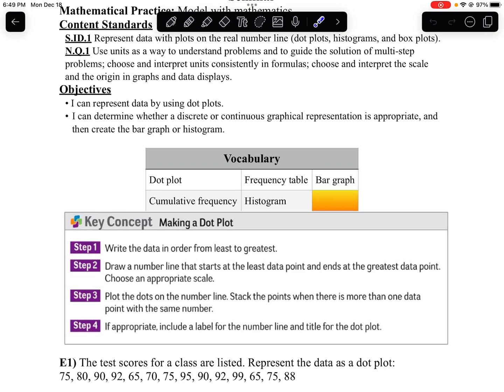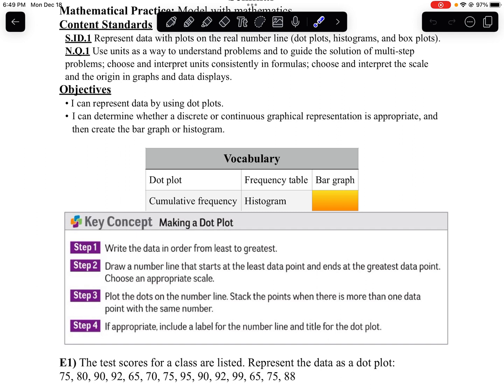Hello. In this seminar, I want you to represent data by using dot plots. I want you to determine whether you're going to make a histogram or a bar graph. In other words, you're going to have to figure out the difference between those two and then make them. We'll start here by making our dot plot.